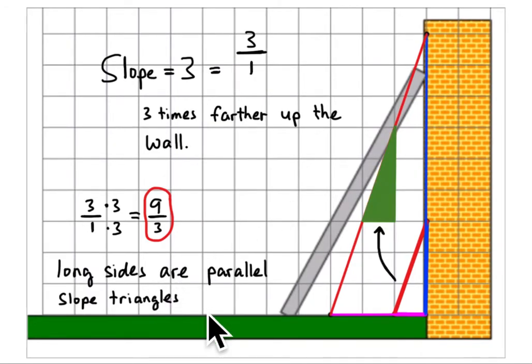So the long sides are parallel, and these are called slope triangles. So remember, we're making these triangles so that you could take these triangles and put the long sides all on the same line. So the long sides are parallel, and we're going to call these triangles slope triangles.